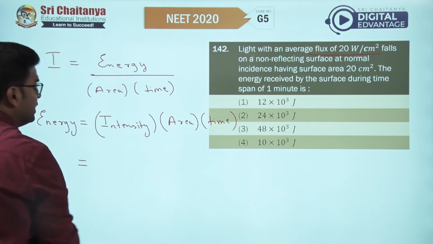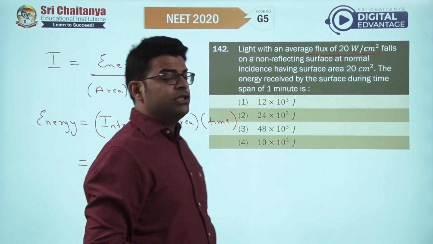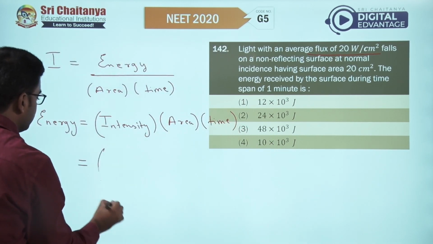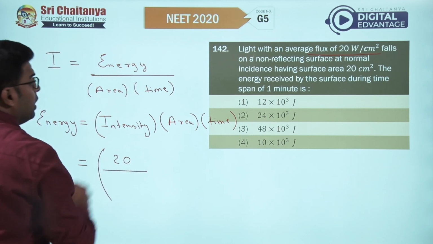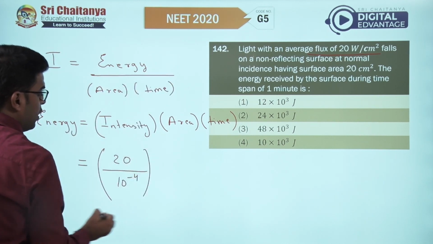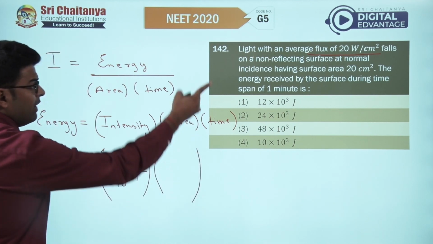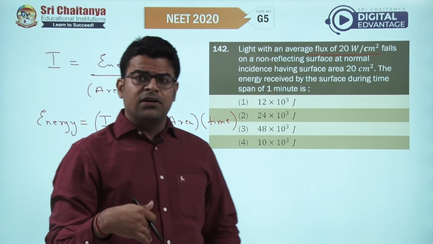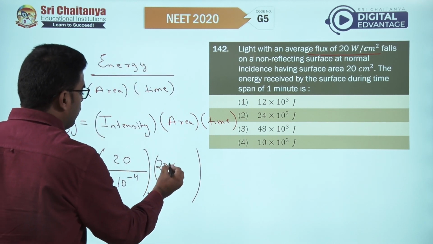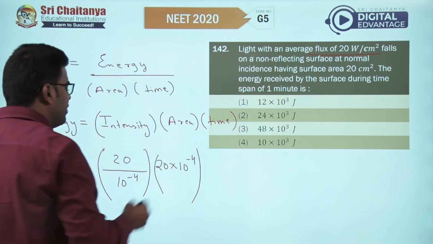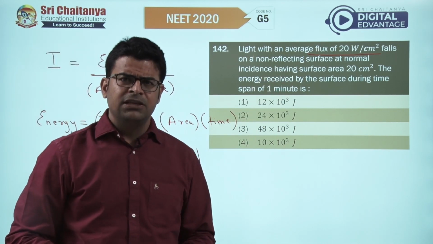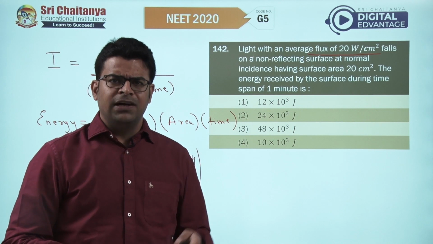Here the intensity is given as 20 watt per centimeter square. We need to convert this into SI unit. So, in place of centimeter square, you should write 10 raised to the power of minus 4 meter square. Area again is given in centimeter square. We should rather convert into SI unit and write the area as 20 into 10 raised to the power of minus 4. Somebody might say, sir, you should not have converted at both the places, but it's a wise practice to follow the SI system.